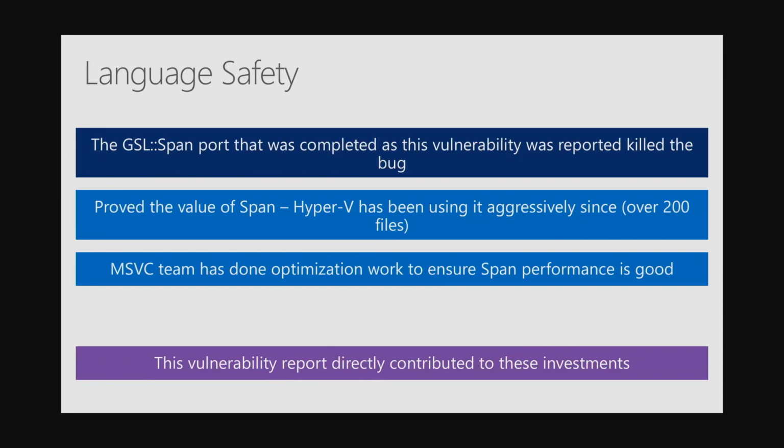And in addition to that, the Visual Studio team spent a pretty decent amount of time going and optimizing span for us so that we could use it without risking impacting performance in some of these components. If you look at Hyper-V code today, there are over 200 files that have GSL span being used in them, which is pretty awesome. And I honestly think that a lot of that can really be attributed to this bug report and this exploit that was written, because without that, we would just think it was a cool technology.